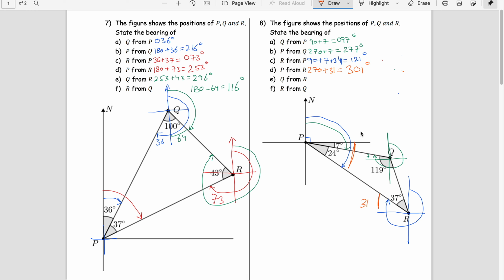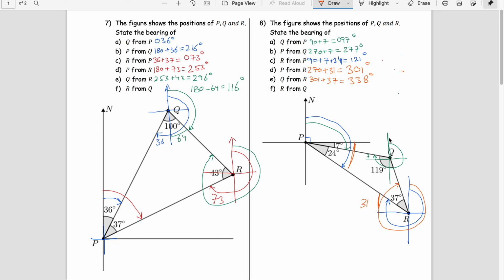Bearing of Q from R. So it is already 301. And for bearing of Q, you need to move all the way clockwise till you reach the line of Q. So this is 301 plus 37, which is 338 degrees.